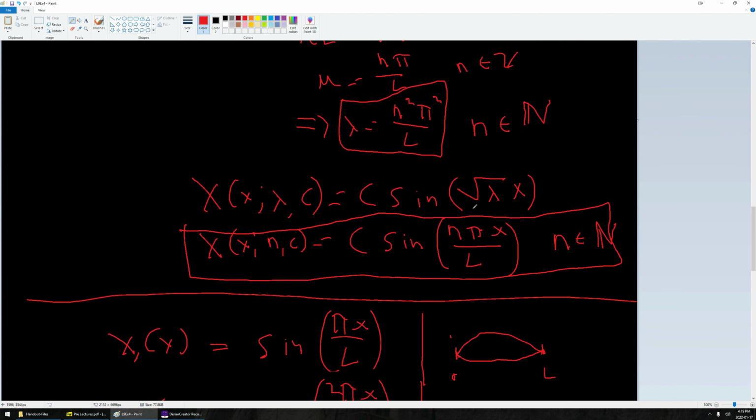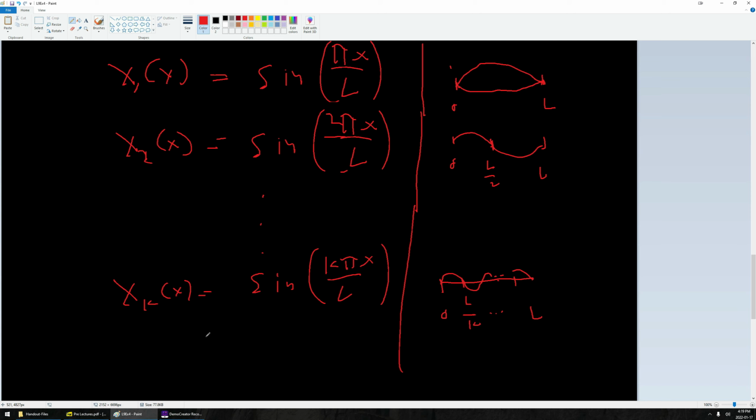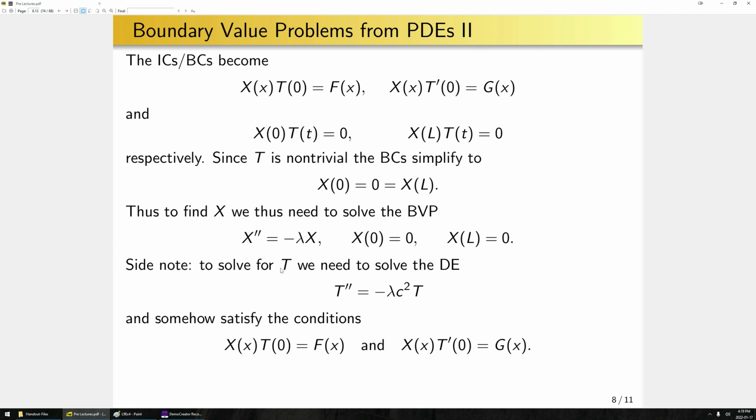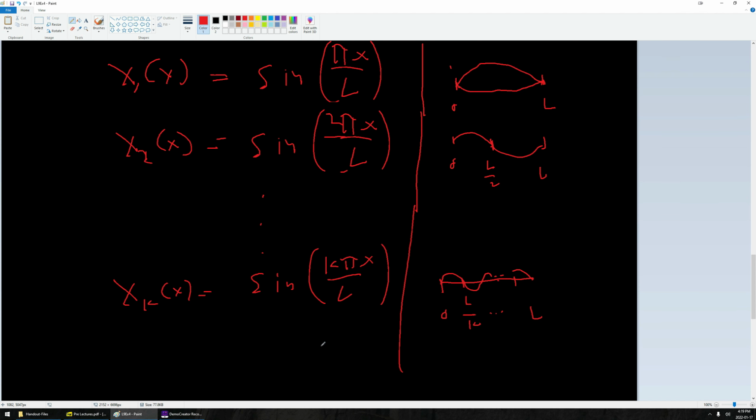Okay, so we have infinitely many of these solutions, and it turns out that because I have these particular solutions, I can actually solve this unknown bit here that we've left out for how to solve for t. Okay, so we need Fourier series for that, so we can't do it now, but we will do it.